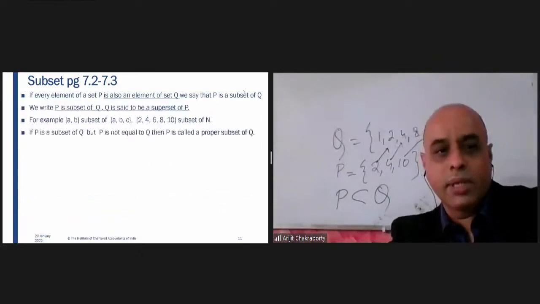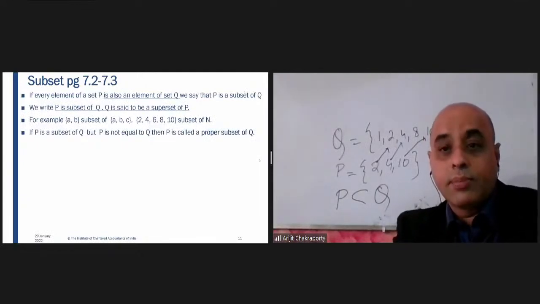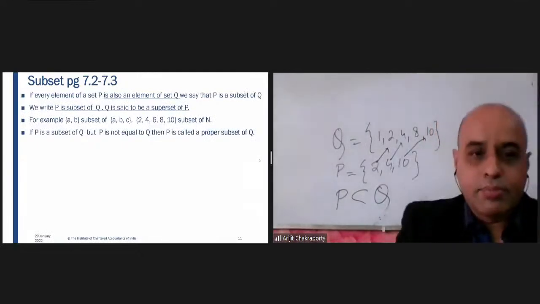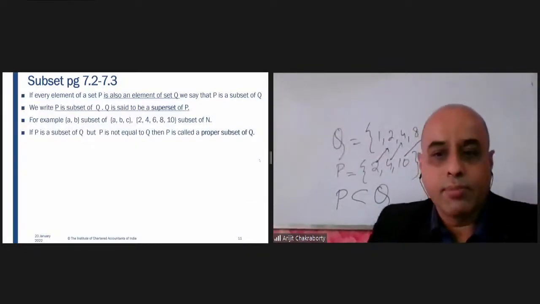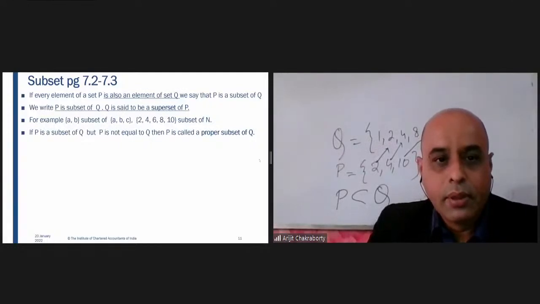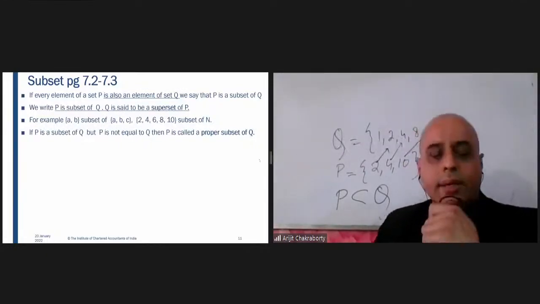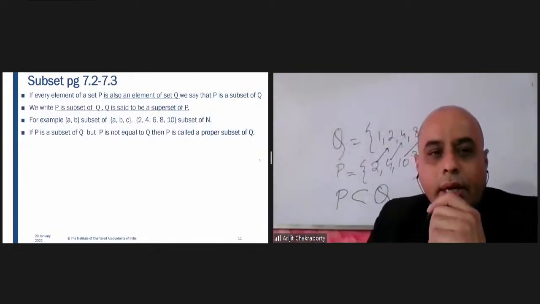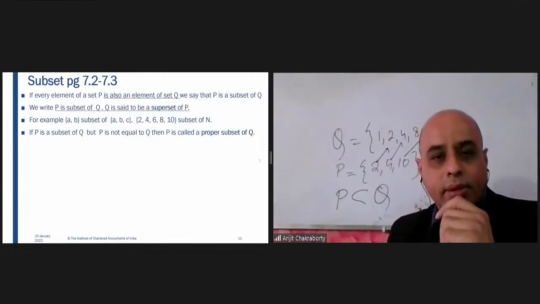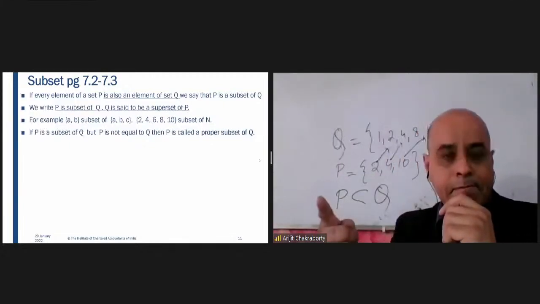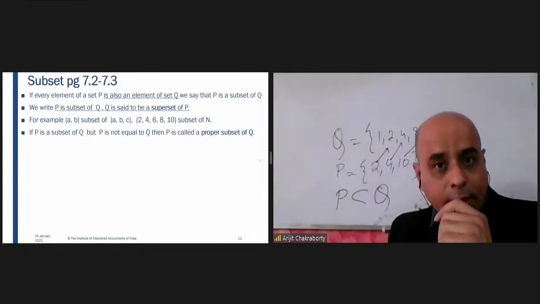Similarly, there are a number of examples. So now if I say what is a proper subset, if P is a subset of Q, but P is not equal to Q, then P will be known as a proper subset of Q. Okay. So in the example you see in the slide, the set containing the 2 letters A, B is definitely a subset of the set A, B, C. Okay. So that is called a subset.